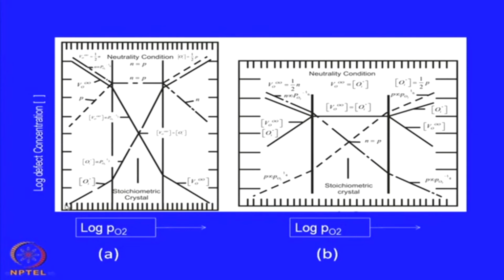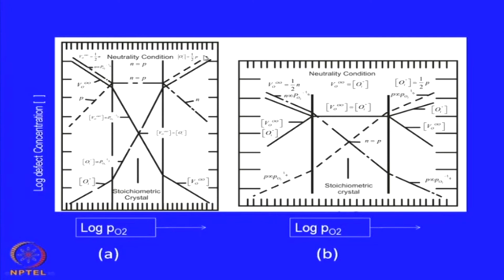Other values of these are oxygen vacancies, these are oxygen interstitials. The oxygen interstitials change in this manner and become very comparable to the concentration of holes on the right side, and oxygen vacancy is very low on this side and then goes like that and it becomes comparable to the electronic concentration. But electron concentration is still higher than the oxygen vacancy or oxygen interstitial.